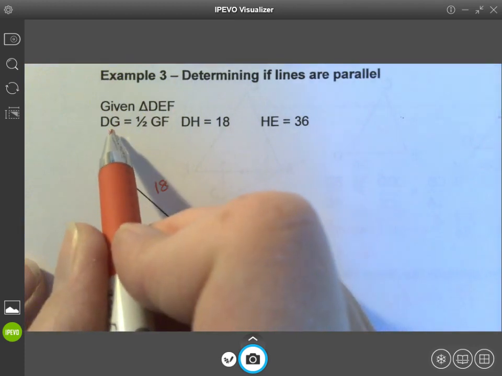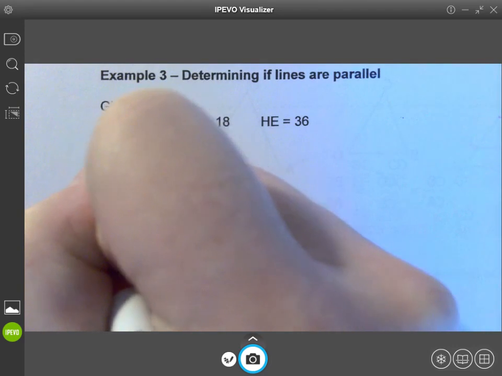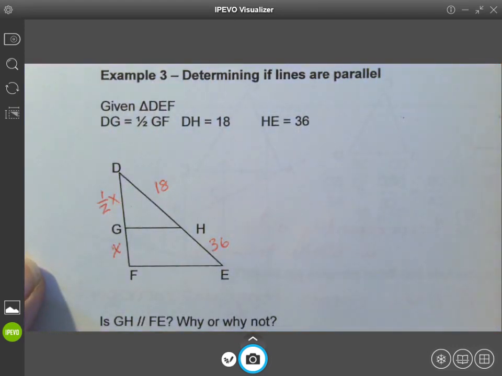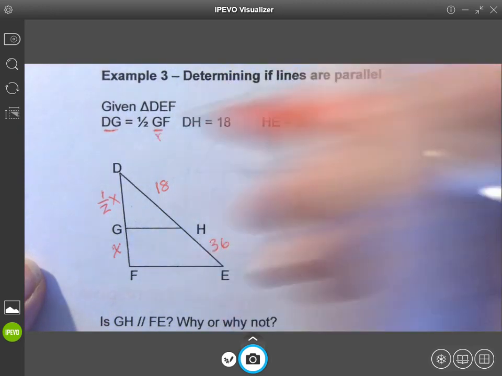So it says that DG is half of GF. So I don't know what GF is. I'm going to call it X. I'm going to call this a half of X. That's the key. In order to state what DG is, it's based on GF, so we'll call that X.